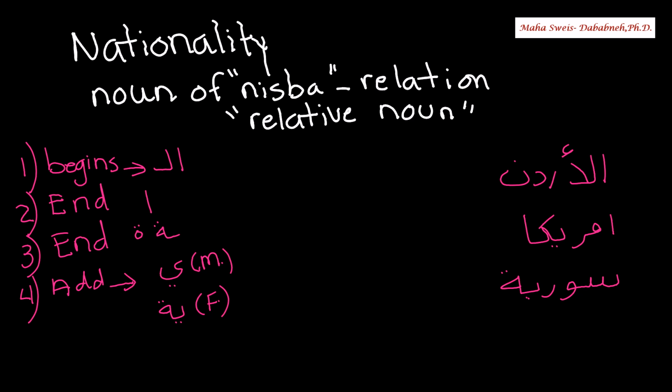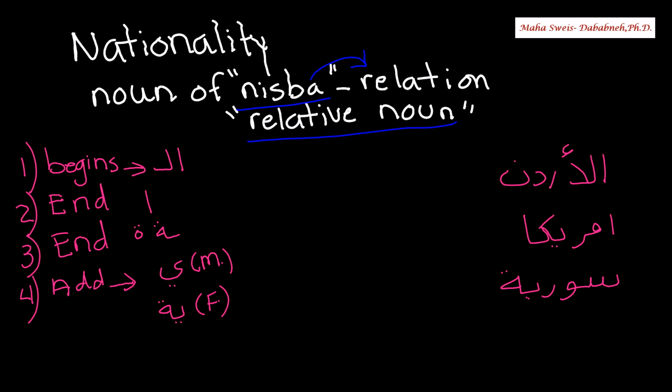In this video, I will introduce nationalities. The noun used to indicate affiliation, we call it relative noun. In Arabic, the word we use for that is nisba. Nisba means relation. Let's get started.